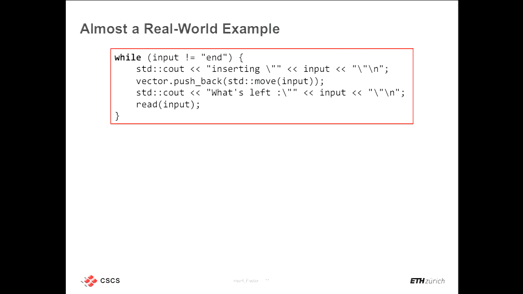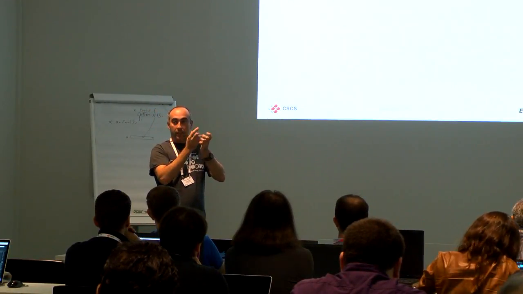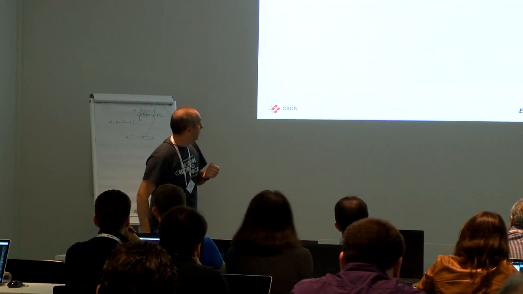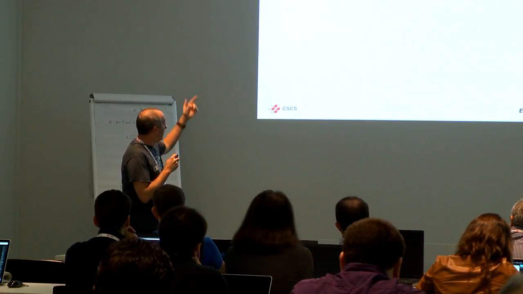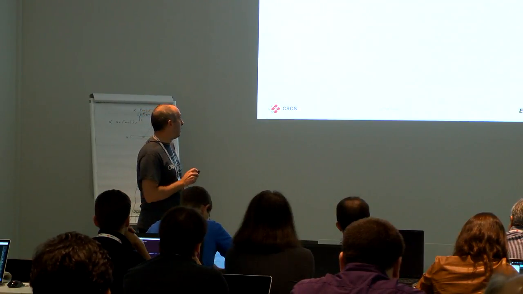Instead of doing a push back of input, I do a push back of std::move of input. If I do push back of input, then I do a deep copy of that string. The vector creates a new string and makes a deep copy of that string, and then the new input will overwrite the old string, and everything will work fine. The result will be exactly the same.